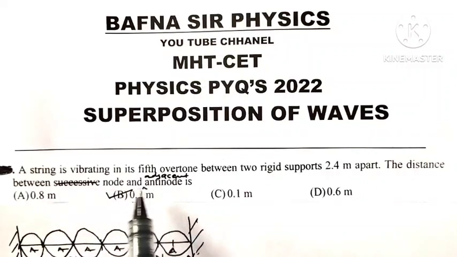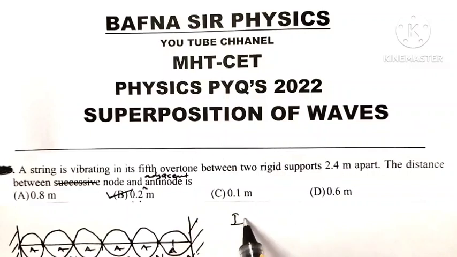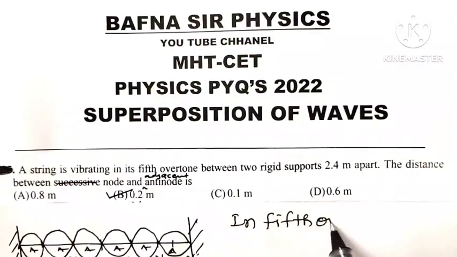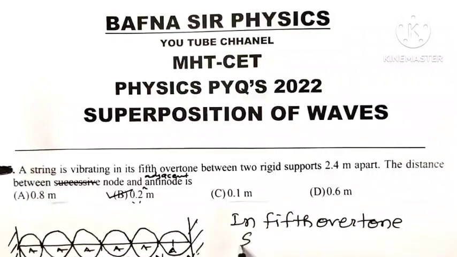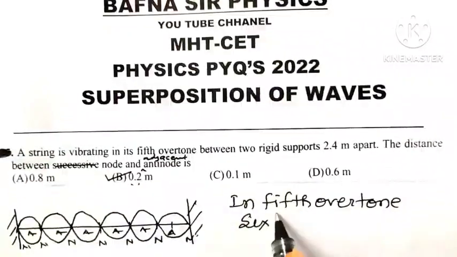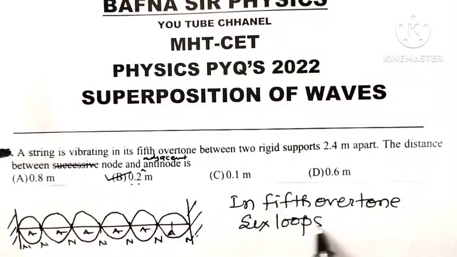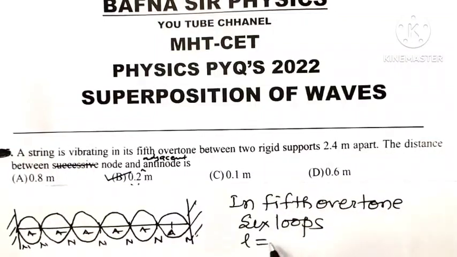A string is vibrating in its fifth overtone. Now, fifth overtone means how many loops are formed? In all, 6 loops are formed between the two rigid supports. And the length of that string is given.